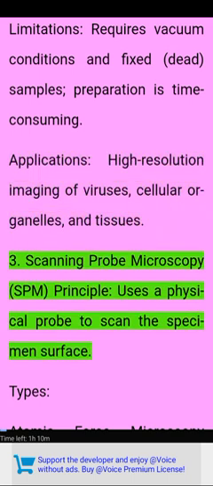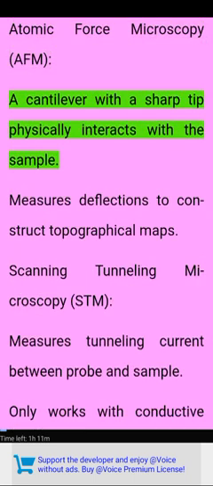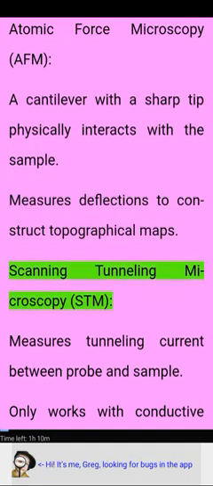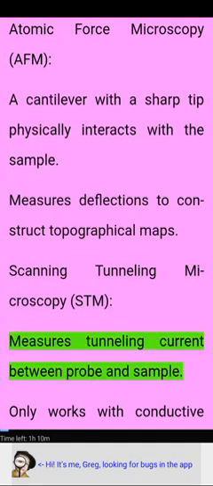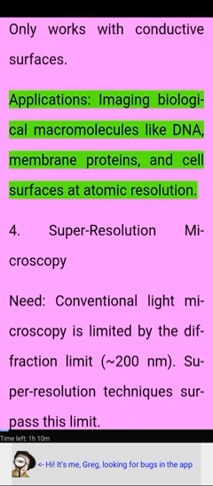3. Scanning probe microscopy, SPM. Principle: uses a physical probe to scan the specimen surface. Types: atomic force microscopy, AFM. A cantilever with a sharp tip physically interacts with the sample. Measures deflections to construct topographical maps. Scanning tunneling microscopy, STM, measures tunneling current between probe and sample. Only works with conductive surfaces. Applications: imaging biological macromolecules like DNA, membrane proteins, and cell surfaces at atomic resolution.